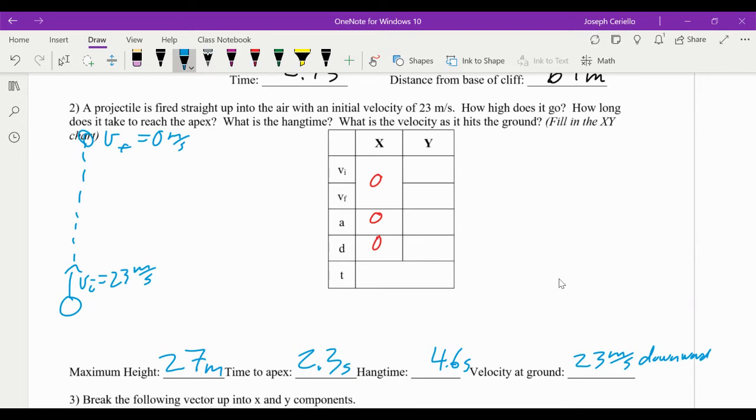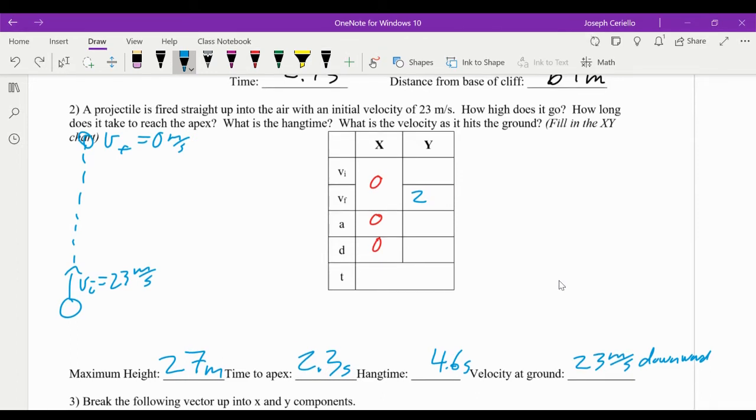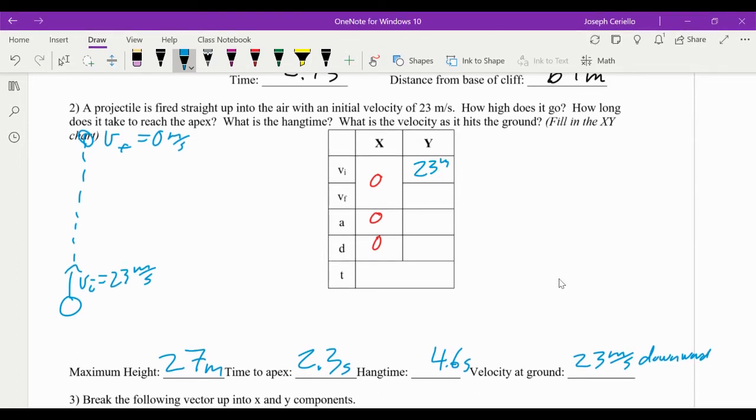So we know v initial y is 23. V final y is 0. The acceleration we know is going to be negative 9.8. Why is it negative and not positive? Because the acceleration is hurting the initial velocity. D we don't know, time we don't know, velocity when it reaches the ground we don't know either. So let's find max height. That's going to be the distance in the y direction.